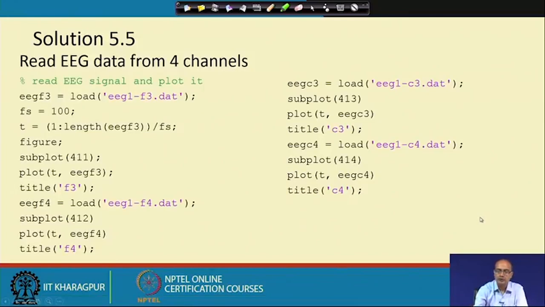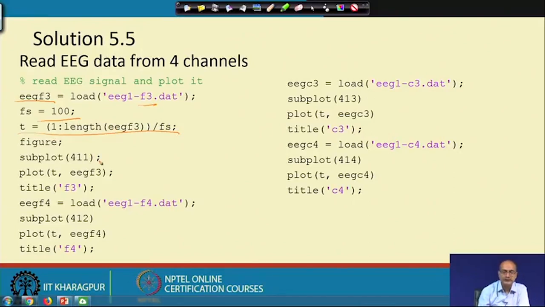So now, first we read those four signals. We first load the F3 signal, name it EEG F3, and the sampling frequency is 100 hertz. We first look at the length, set the time axis, and plot it.